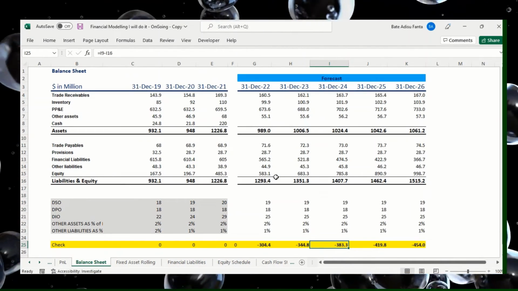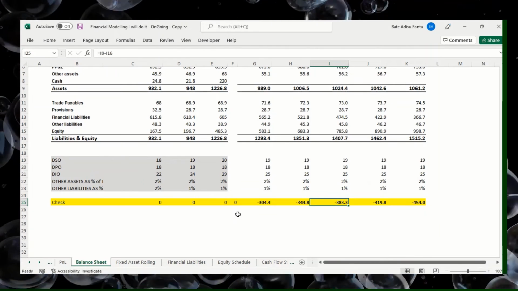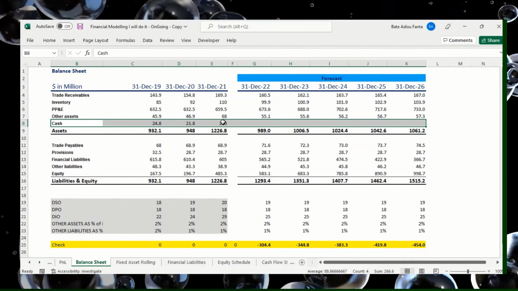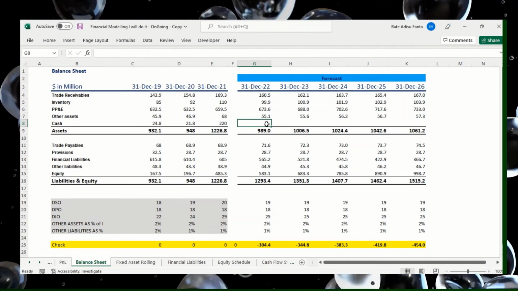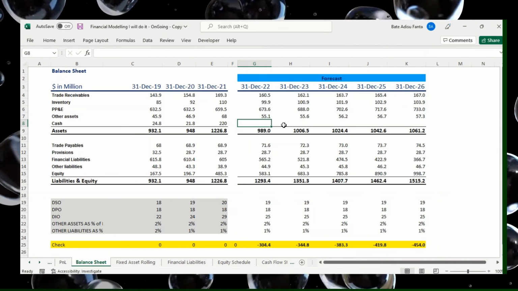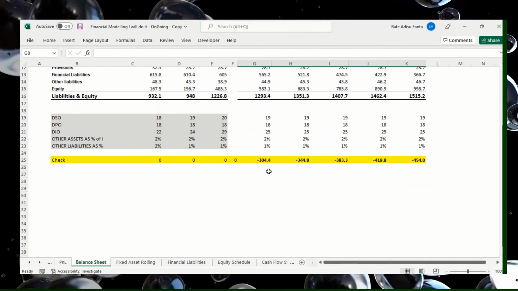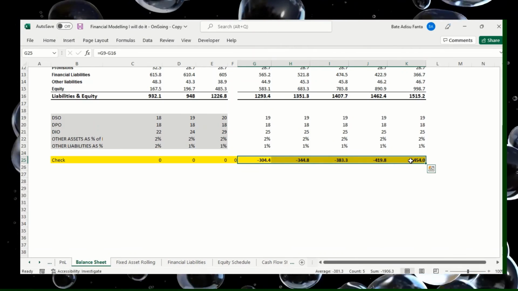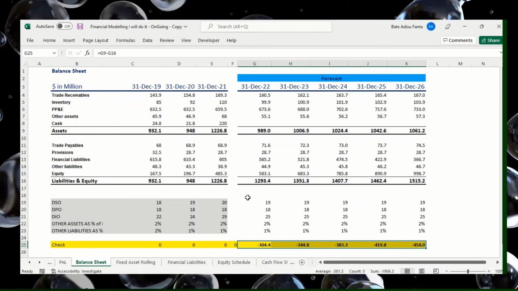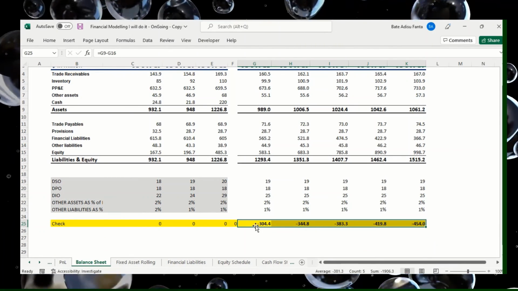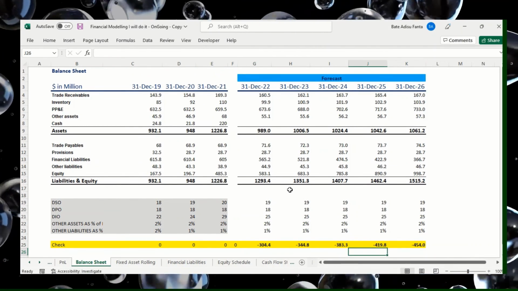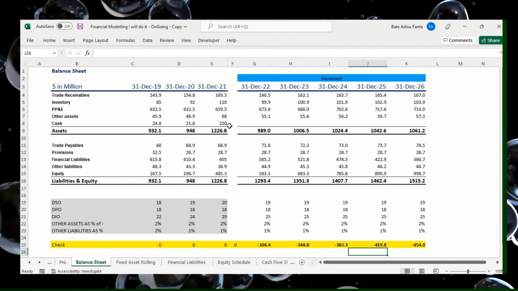From among the balance sheet items, what is left? Yes, we are left with only cash, and cash will be calculated after we have done the cash flow statement. We'll be bringing cash here, and then we expect our balance to be zero. I mean, both the asset side and the liabilities and equity side are expected to balance. Now we don't see that zero balance here. Let's see it after we have done cash.